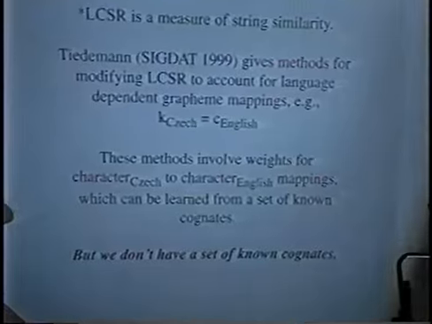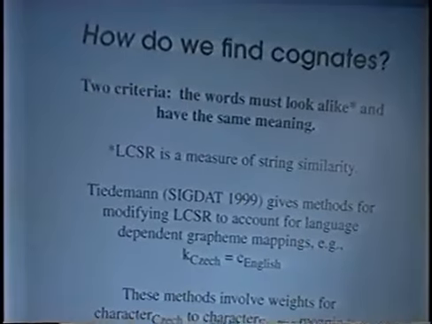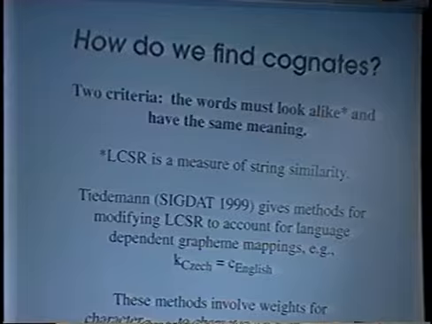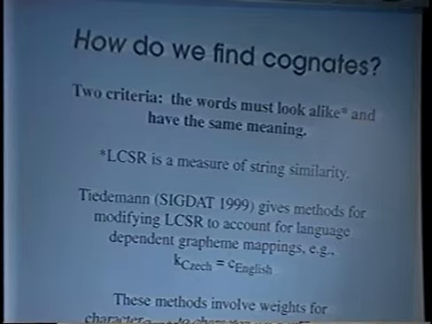So how do we find cognates? From here on in the talk, I'm going to refer to cognates as any words that, one word in one language, another word in another language, they look alike and they have the same meaning. So what do we mean they look alike? There's a standard measure of string similarity, LCSR, which stands for lowest common subsequence ratio.